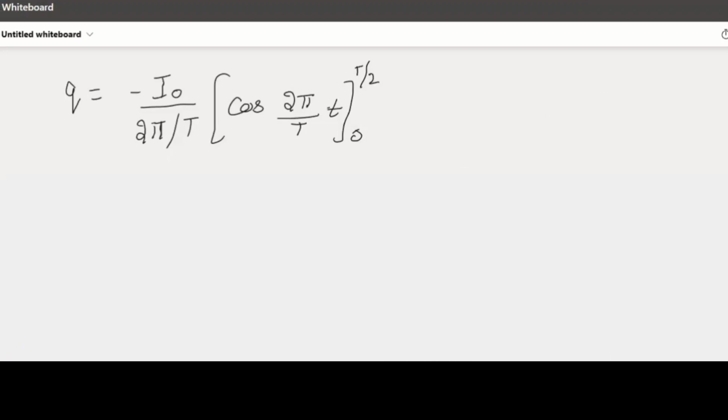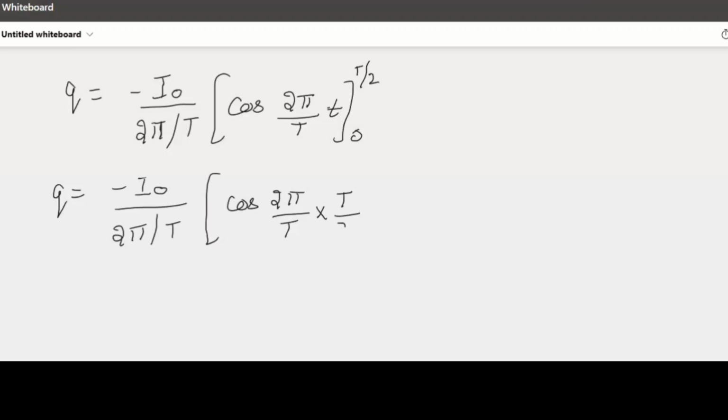So by changing the value of omega, we have the expression in this form. Then we are going to solve the limits. First of all, write down the terms which are constant, then apply the limits on the cos function. So this is equal to 2 pi divided by capital T. First is the upper limit T by 2, then cos, and when we put the lower limit 0, cos turns to cos 0.